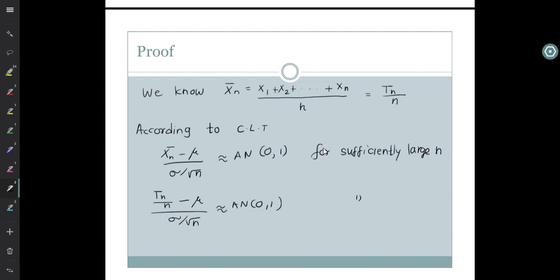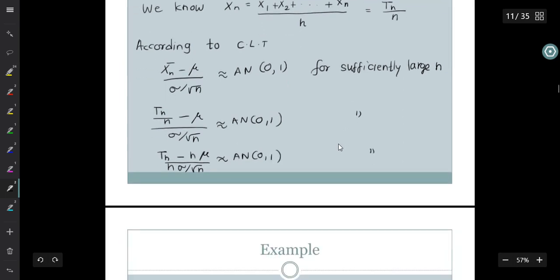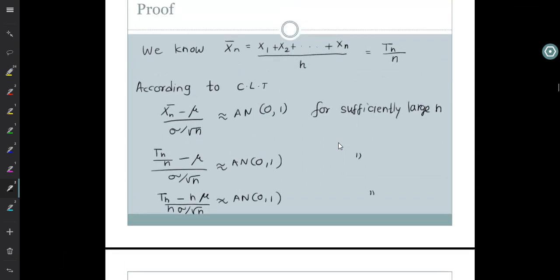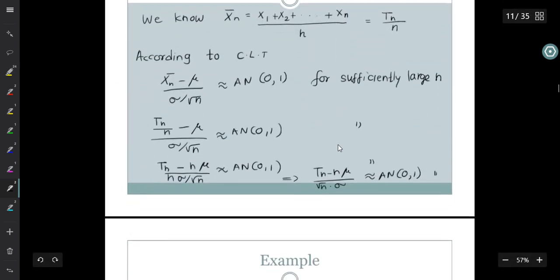Now let's multiply this expression by n. So we'll end up with just Tn, and when you multiply n by mu, you have n times mu. Okay, and then this n goes to the bottom, right? And that will give you n sigma over square root of n. For sufficiently large n. By simplifying the denominator, you will end up with Tn minus n mu. One square root will go away from the top, so you will end up with square root of n times sigma, which is approximately normal 0, 1 for sufficiently large n. So that is exactly what we wanted to prove.